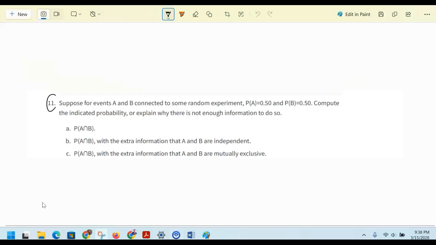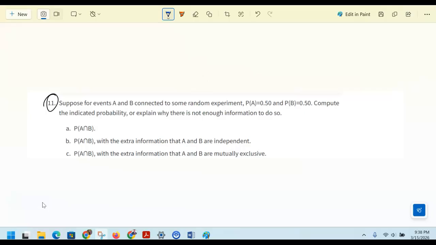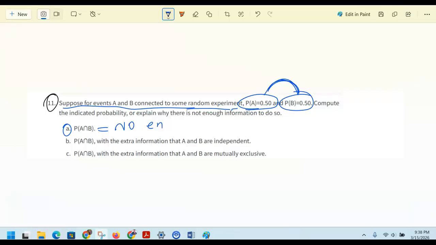So question number 11 is also the same. You can pause the video, do it by yourself, and then check. Suppose A and B are connected to some experiment, and this is given to you. Suppose I want to find the probability of A. Are we able to figure it out? Like the last question, we don't have enough information. We cannot do this.